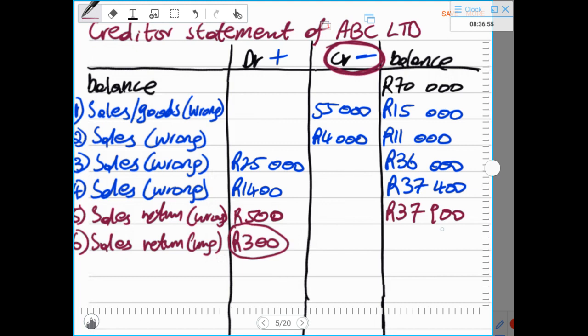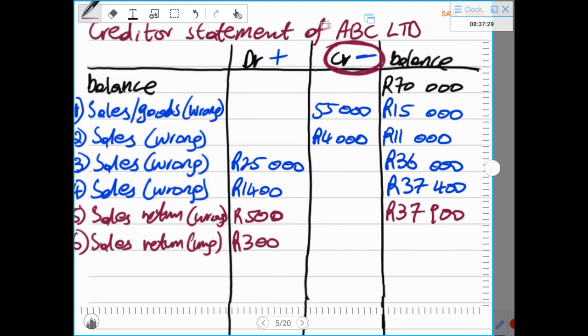By recording a return that is either overstated or understated on the debit side, this will always overstate the balance, because this is an amount that was supposed to be recorded as a decrease on this side. So anything that is on the debit side is a plus. So by recording an amount on the debit side which was a return, it will overstate our balance.